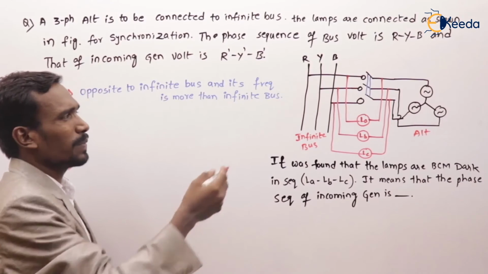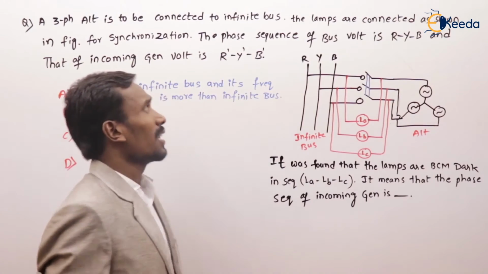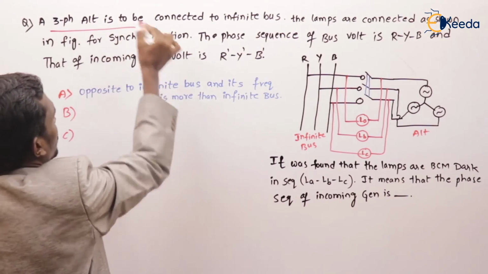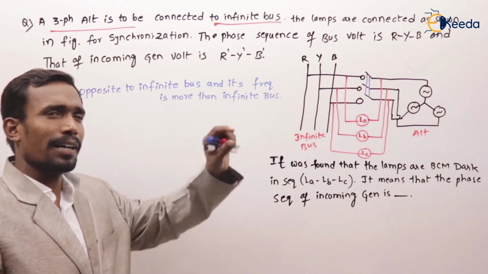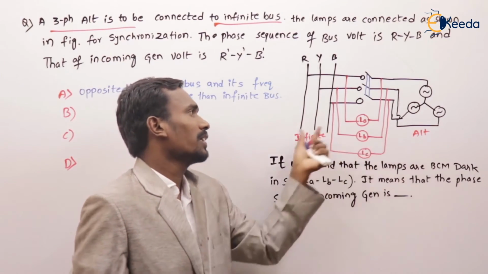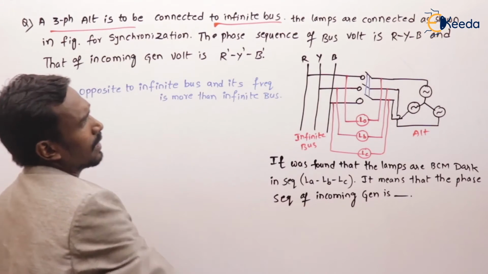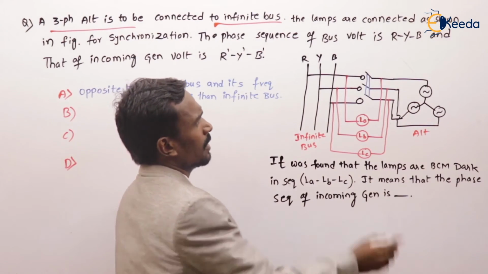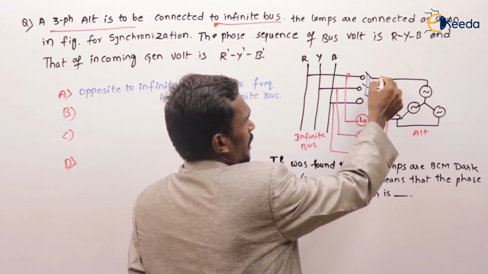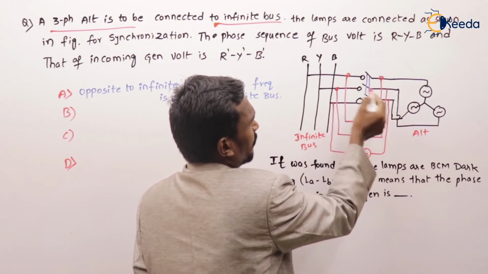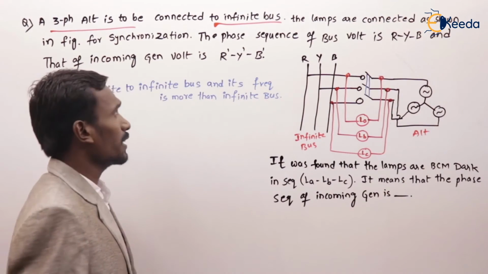Right, the next question is based on synchronization. Let's see. A three-phase alternator is to be connected to an infinite bus, operating in parallel with the infinite bus. The lamps are connected as shown in the figure. Like this: in R phase, R dash, and Y phase, Y dash, and B phase, B dash, connected like that.